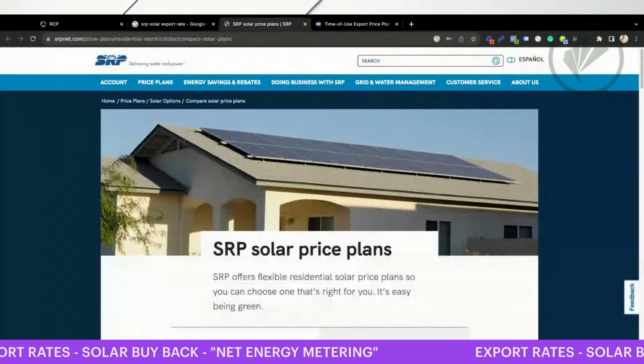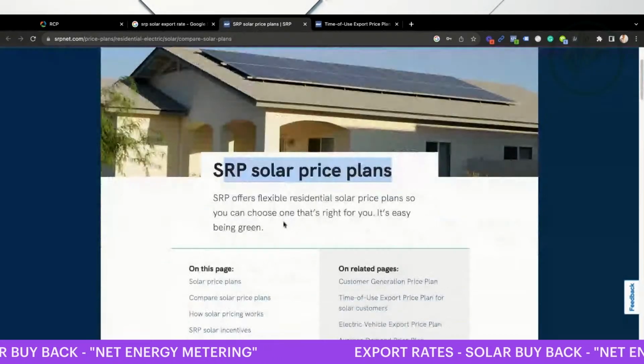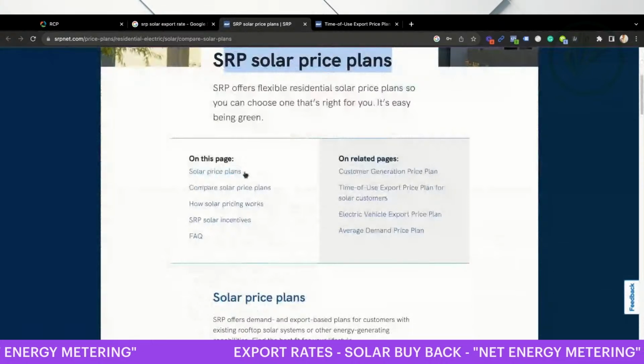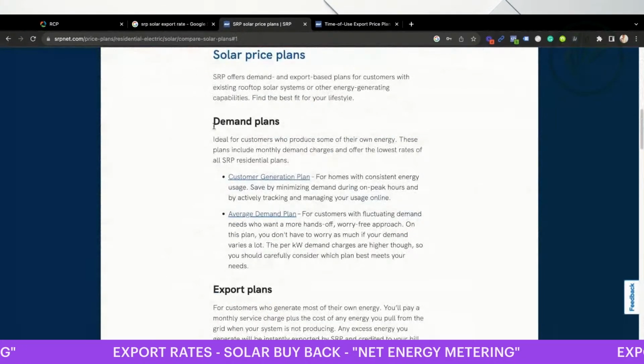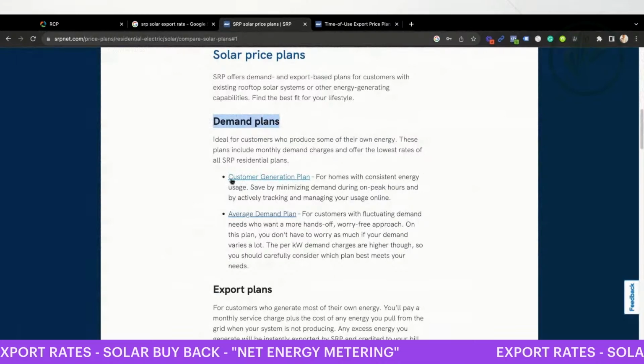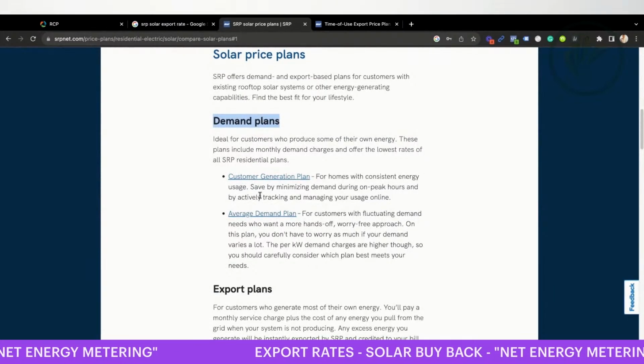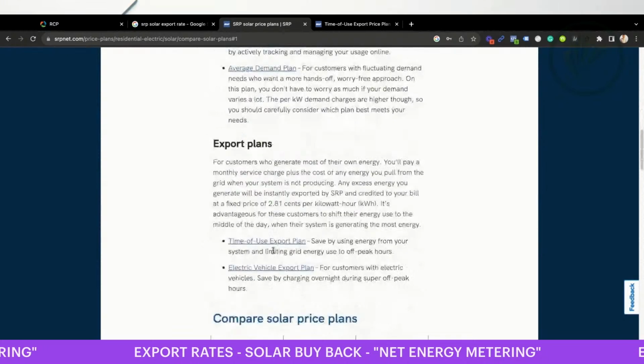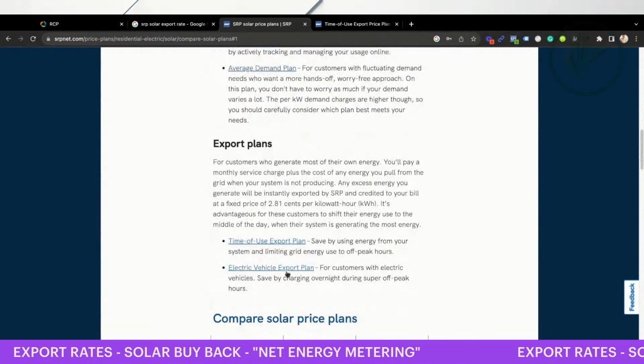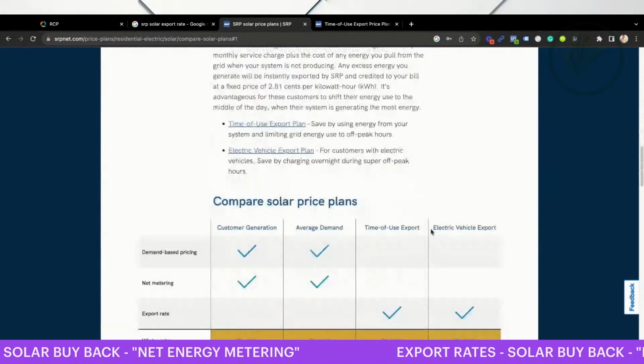Like I said, it gets confusing. So SRP has a few different solar plans. Let's first go through them. They have demand-based plans: the customer generation plan and the average demand plan are the two that they have. And then they have the export plans, which are the time of use export plan and the electric vehicle export plan. And then this helps you compare the four of them.